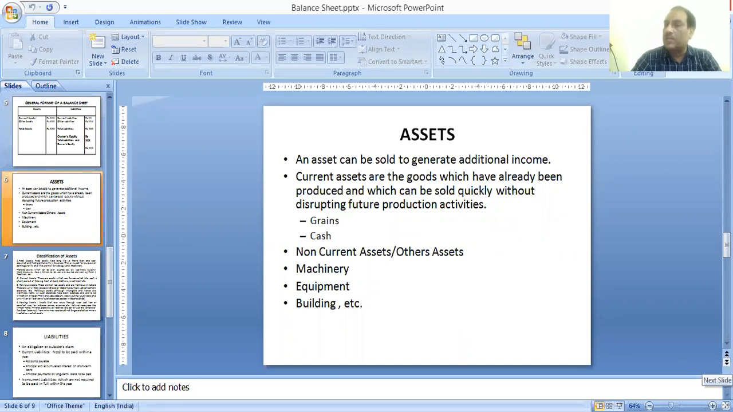Current assets are the goods which have already been produced, which are available, and which can be sold quickly without disrupting future production activity, like grain, cash, milk produced. So these are current assets which can be sold immediately after production. Then non-current assets and other assets, like machinery, equipment, building, generally go beyond the year.